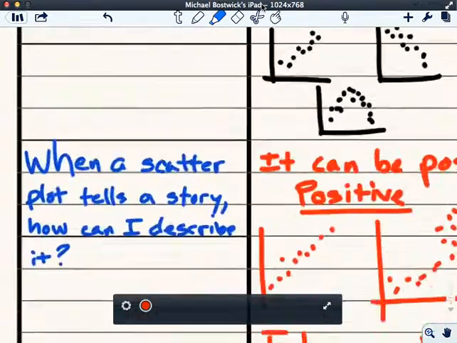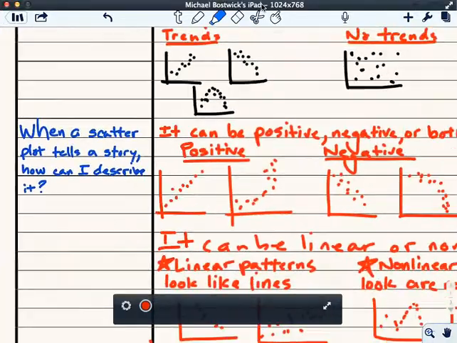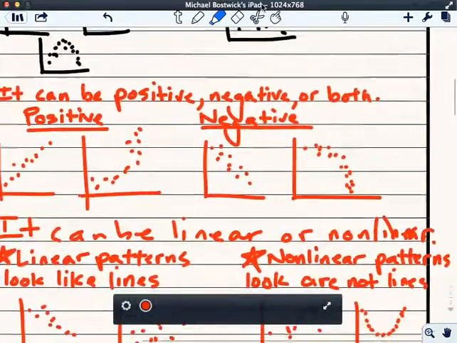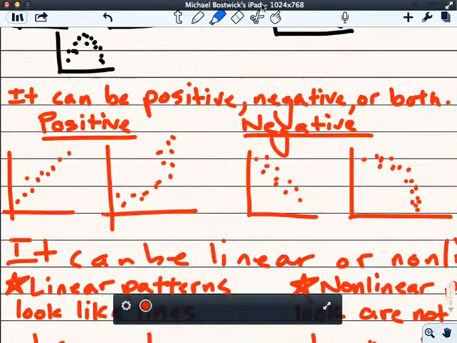So our second sub-question is, when a scatter plot tells a story, how can I describe it? There are several different aspects of this. The first way you can describe it is you can tell it to be positive or negative. You can see my examples there. I hope you recreate them in your notes. Positive goes up and to the right, and so both of these go up and to the right. And then negative goes down and to the right.